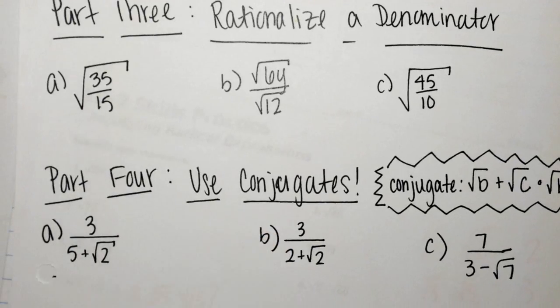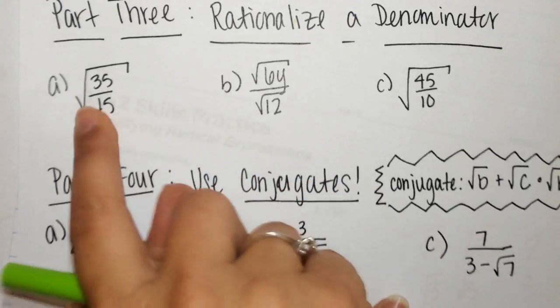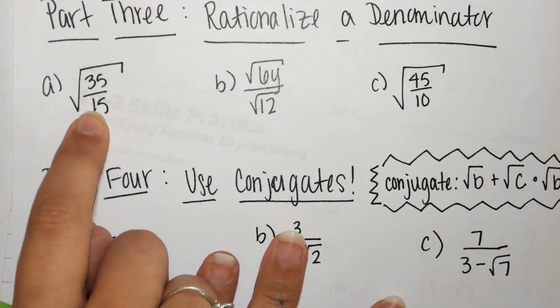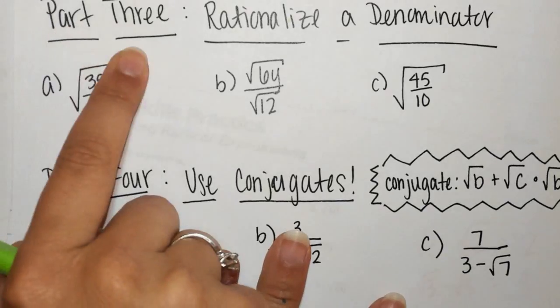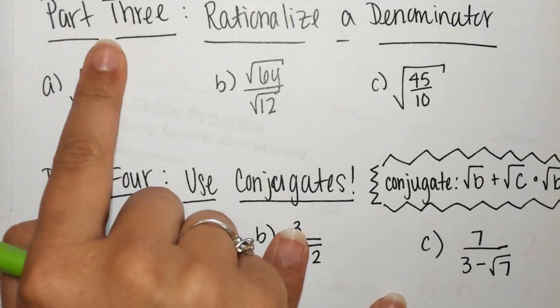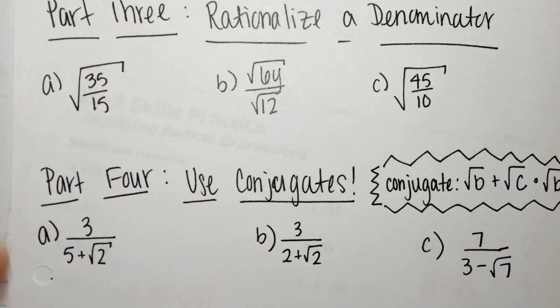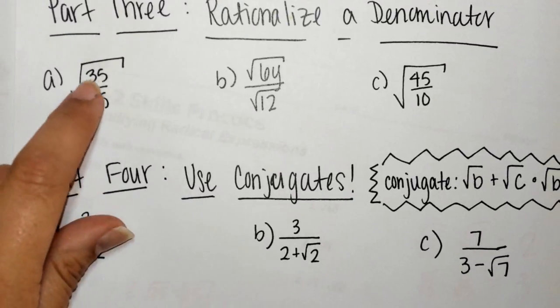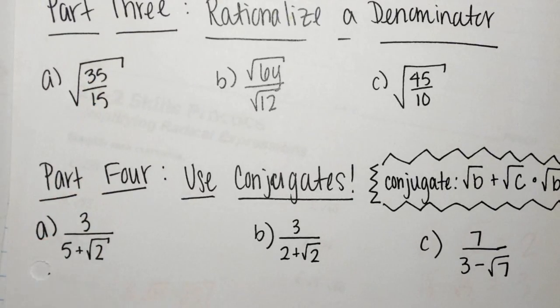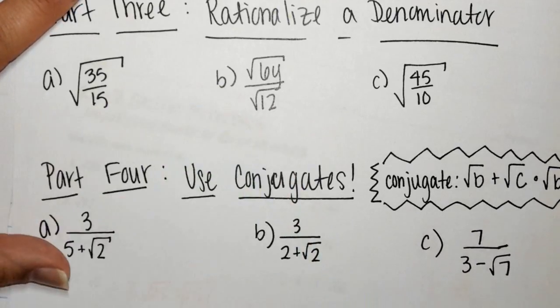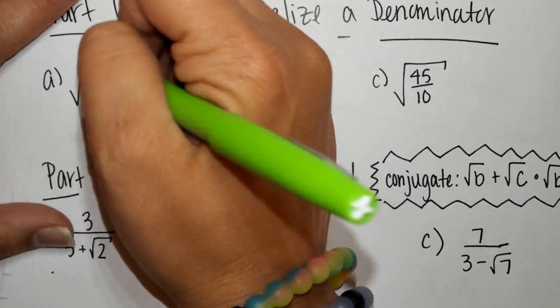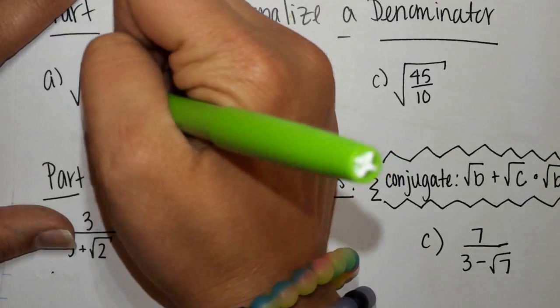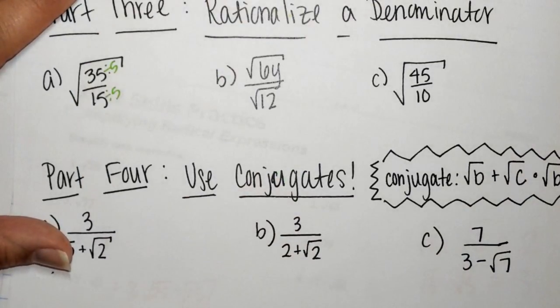So for part 3, to rationalize a denominator. The word rationalize here means that we have to get the radical out of the denominator. This is the square root of the whole thing. So we need to get rid of that radical on the denominator. What you do, first, I would reduce this fraction. What goes into both 35 and 15? 5. My bad. So we're going to divide the top and the bottom by 5.